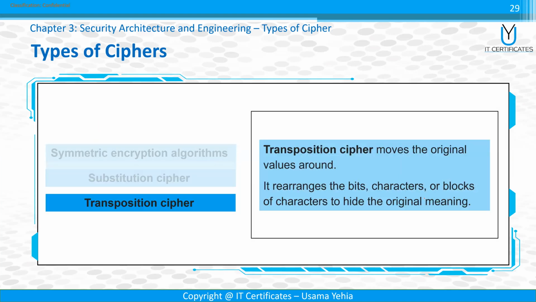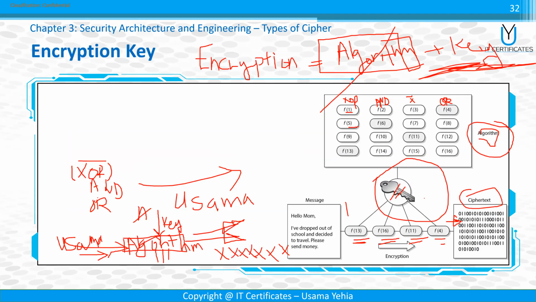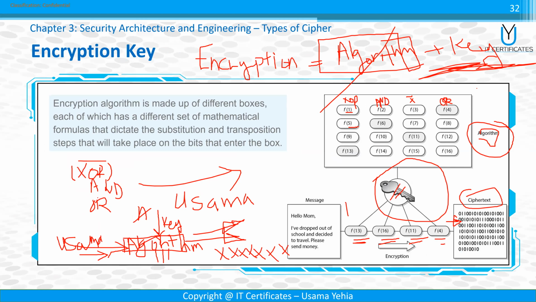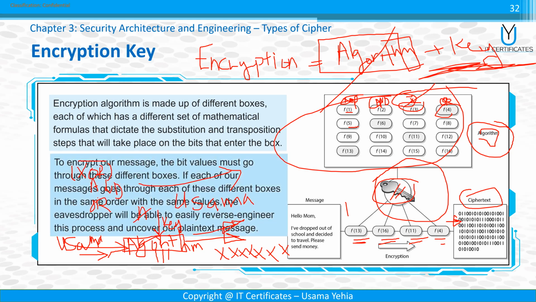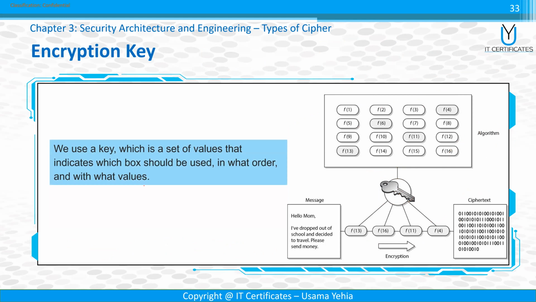Then if we come to the example which we are explaining right now, you will find this is the algorithm, and it has functions. These functions can be substitution, can be transposition, can be any mathematical operation done on the binary, such as AND, XOR, reverse character, and so on. And the key will define what the functions are which will be applied on the message from the algorithm. Okay, we use a key which is a set of values that indicates the order of the boxes. I think we explained this.